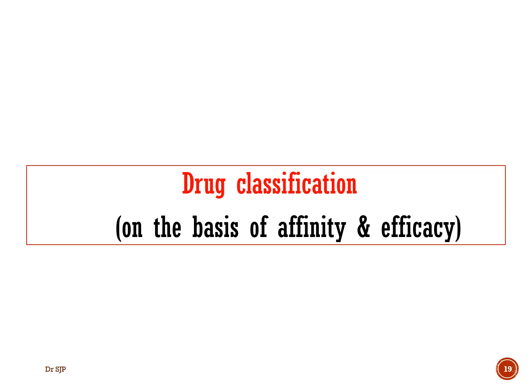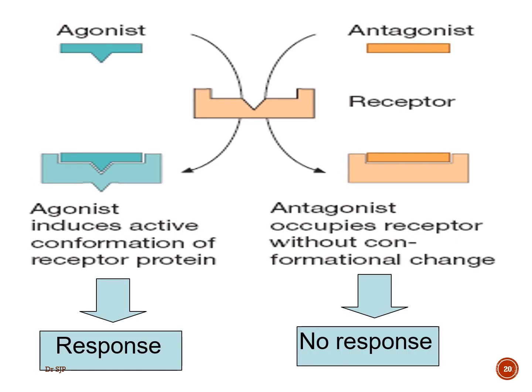So on the basis of affinity and efficacy, drugs can be broadly classified as agonist and antagonist, and they are further subclassified as partial agonist and inverse agonist, right? So let's discuss it one by one. First, the agonist. These drugs bind to the receptor and can trigger the maximal biological response, or mimic the effect of the endogenous substance after combining with the receptor. So the affinity and the intrinsic activity for an agonist are both high, right?